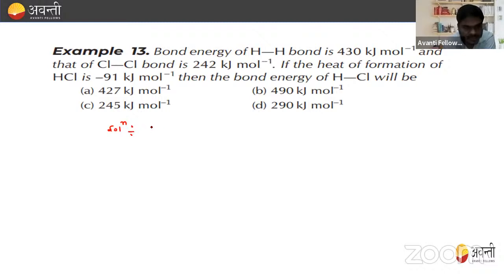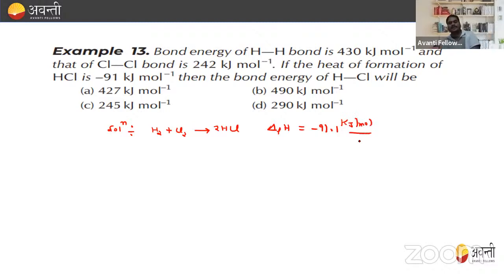Okay, so we know that in this reaction, H2 plus Cl2 gives us 2 HCl. And here delta H of formation is given as minus 91.1 kilojoule per mole. So delta H of formation is nothing but minus 91.1 kilojoule per mole. Now in this reaction, 2 moles of HCl are produced, right? So 2 moles of HCl are produced.